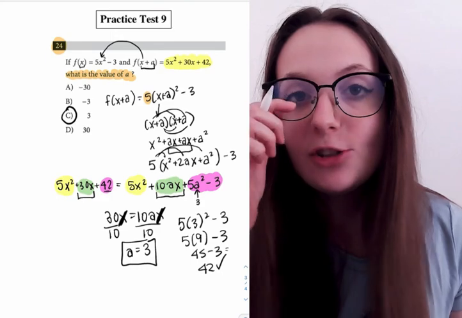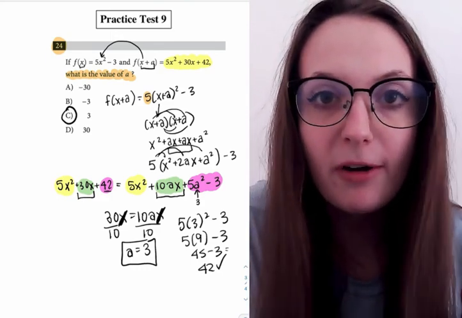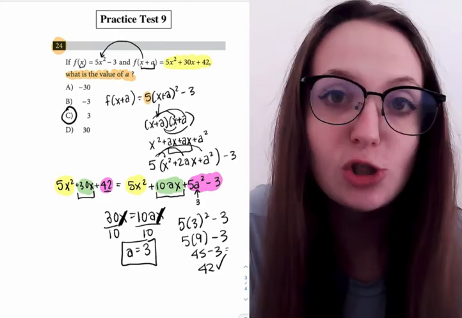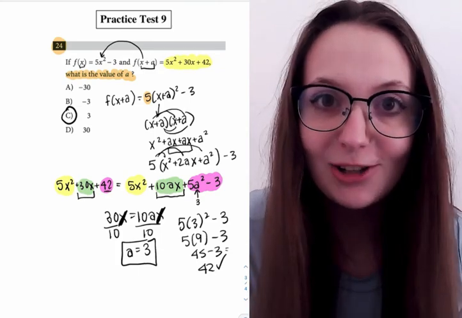There we go. So this was a little bit of a function question, a little bit of an equation matching question, but once we just break down the parts, really not too bad.